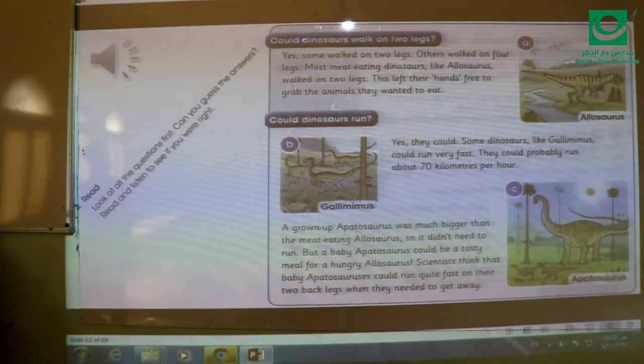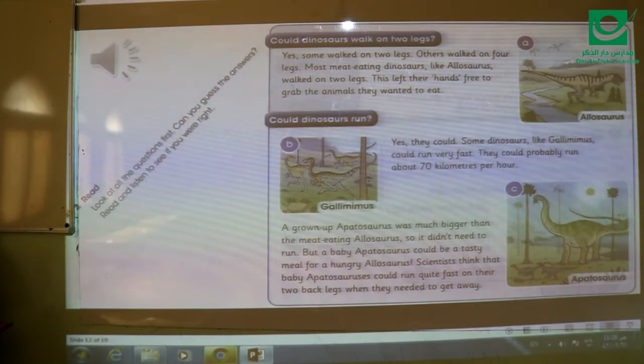How did dinosaurs use their tails? Dinosaurs' long tails helped them to keep their balance as they ran. A huge Apatosaurus sometimes stood on its two back legs to eat leaves at the top of a tree. Its long tail helped it keep its balance as it ate. Ankylosaurus used its tail as a weapon. Ankylosaurus could swing its heavy tail to break the legs of any dinosaur which tried to eat it.